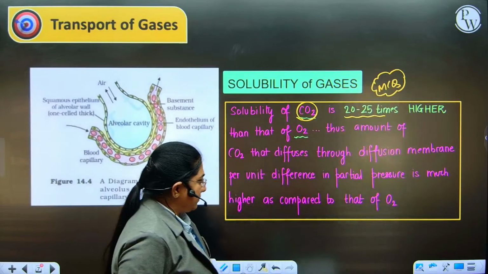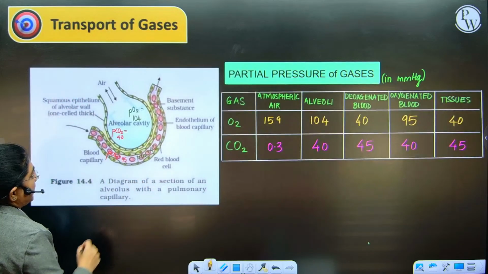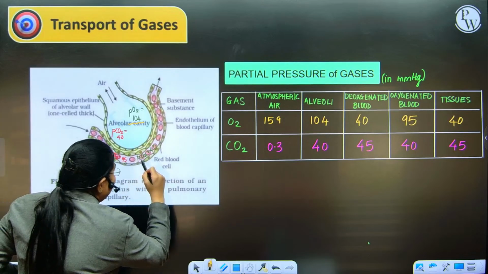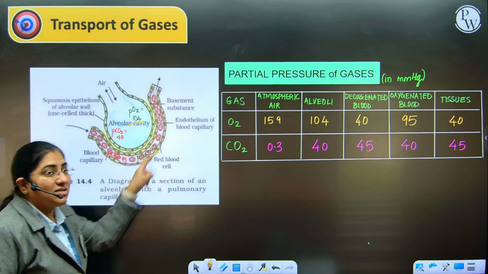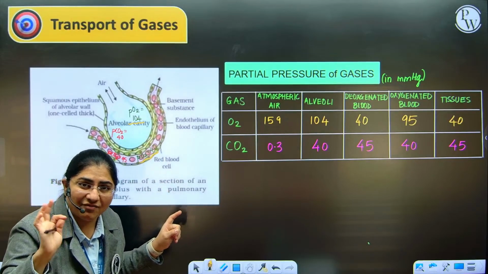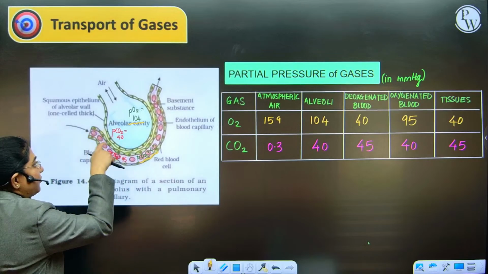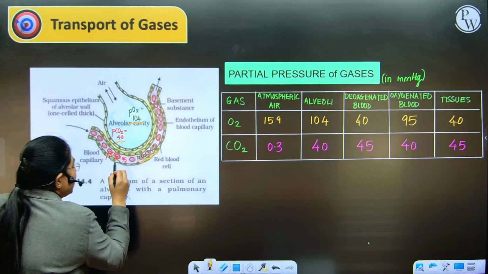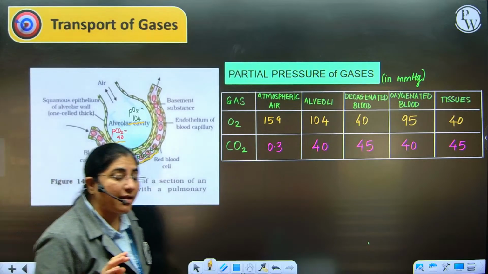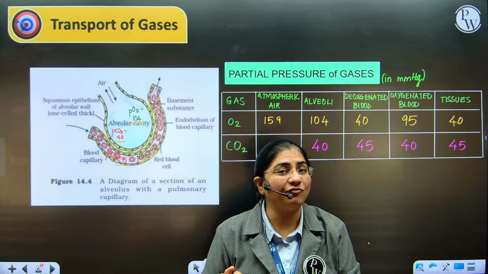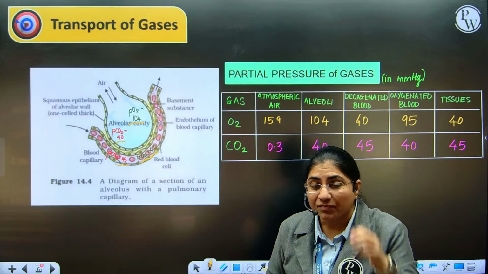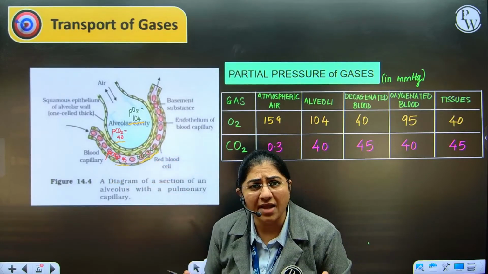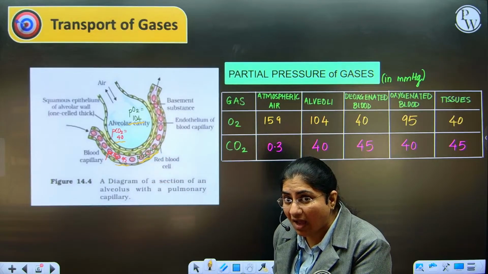Than that of oxygen. So, as we just saw here, the partial pressure of oxygen is 104 mm of Hg in the alveoli. In the deoxygenated blood it is 40. How much is the difference? 64 on average, mm of Hg. But for CO2, the partial pressure in the alveolar air is 40 mm of Hg, and in the deoxygenated blood it is 45. How much is the difference? 45 and 40, so how much is it? Just 5 mm of Hg. Now think, here there is just 5 mm of Hg. Here there is 64. Why such a difference? Are you able to guess?